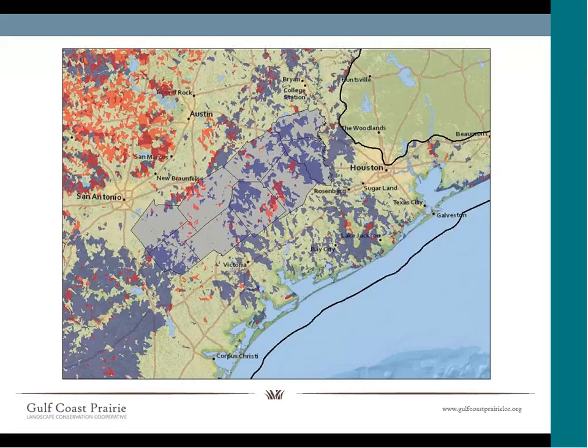This area also is of primary interest for the Gulf Coast joint venture as well. So huge stretches of the Gulf Coast have also been identified as having a diversity of habitat that's of high quality, or at least projected to be of high quality.